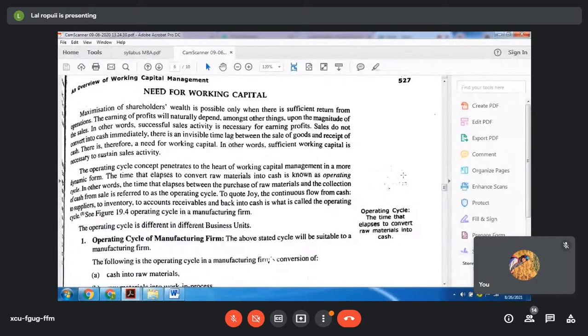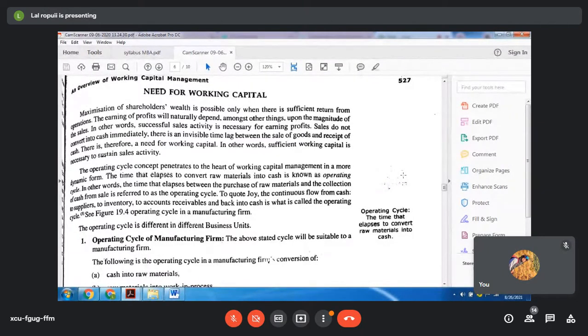Why do we need working capital? It is a fund required for running business operations, the current operations. Okay, so why do we need to have working capital?